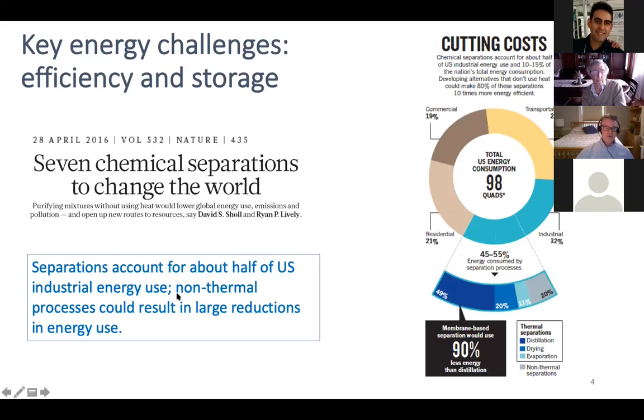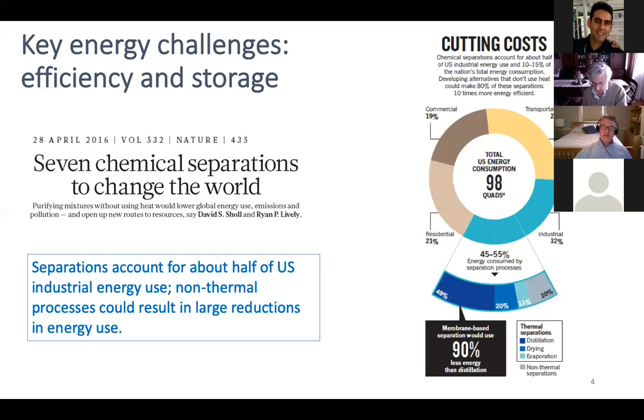Separations account for a tremendous amount of the industrial energy use. So non-thermal processes could really help reduce energy use. If you look at this pie chart here in the United States, industrial users of energy are about 1/3, and of that use, chemical separations are about 1/2 of that. So this is things like distillation, drying, tremendous amount of energy. If we could replace these with, say, membrane-based separations, maybe adsorption-based separations, we could have a tremendous impact on energy use and then CO2 emissions as well.